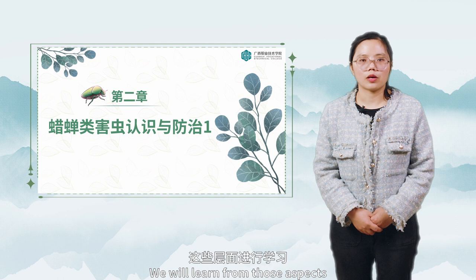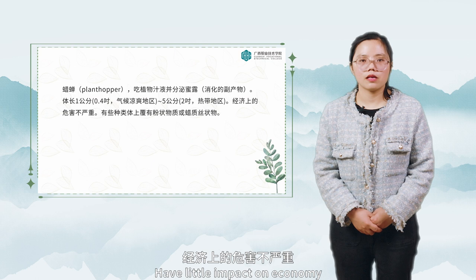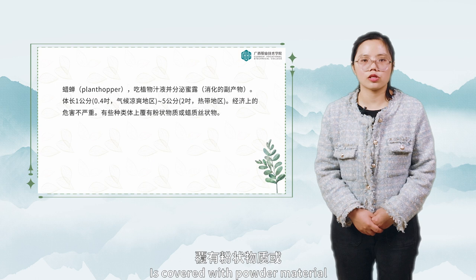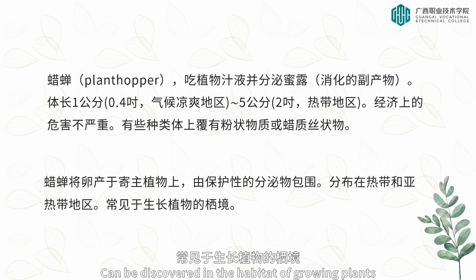First of all, let's learn about the fulgaroids. Fulgaroids eat plant juice and secrete honeydew, 1 cm to 5 cm long, and have little impact on economy. Some fulgaroid species' bodies are covered with powder material or wax silk. Fulgaroids lay eggs on the host plants, surrounded by protective secretions. They are distributed in the tropical and subtropical regions, and can be discovered in the habitat of growing plants.